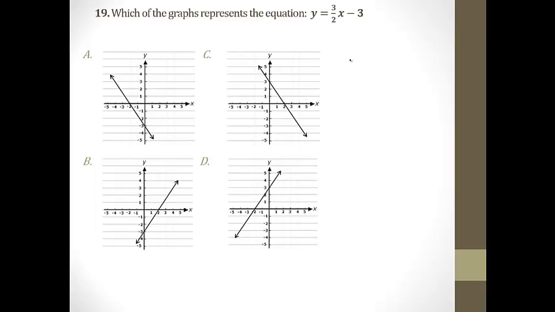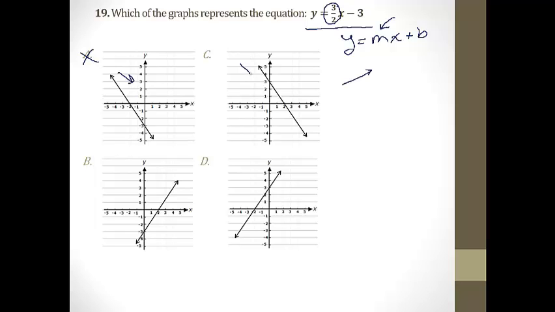Okay, question 19 says, again, which of the graphs represents this equation? So the equation says y equals 3/2 x minus 3. This is an equation that's in slope-intercept form, which is y equals mx plus b, where m is the slope. So in this equation, the slope is 3/2, and that's a positive 3/2. So a positive slope needs to be going uphill. Just by inspection on these graphs, I can see this slope goes downhill. This cannot be a slope of positive 3/2. The slope is going the wrong direction.